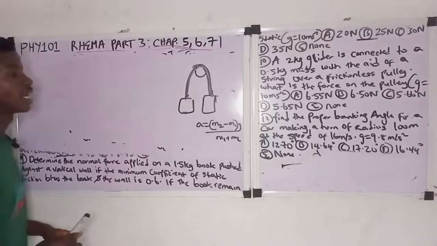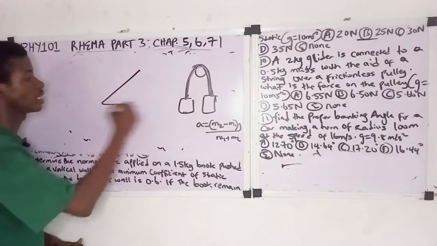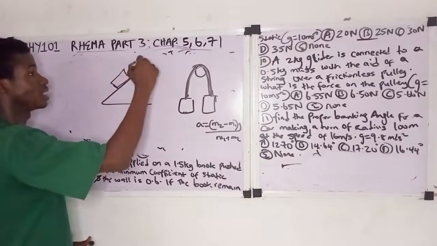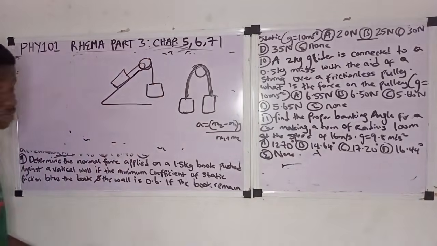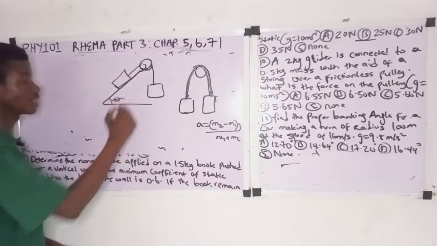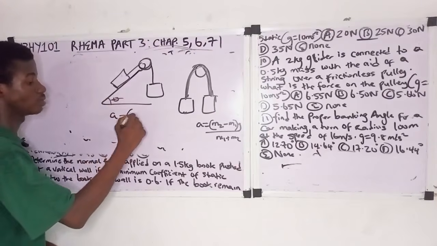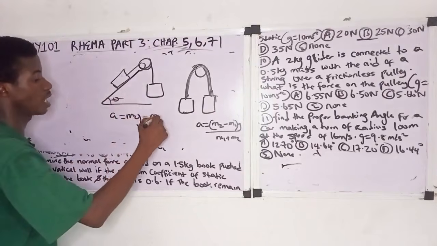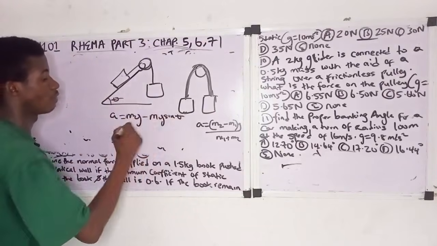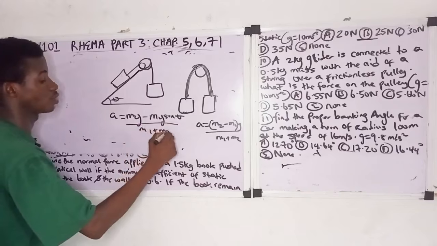Right? Yes. Now the other one that I gave you guys: when an object is on an inclined plane and is connected to another object that is suspended, the common acceleration would be (m2 g minus m1 g sin theta) over (m1 plus m2).